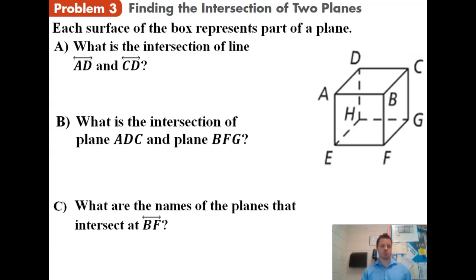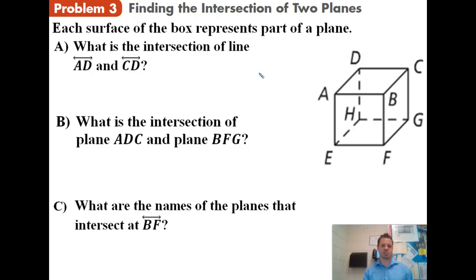All right, let's go ahead and put those postulates to work here. Problem 3 says each surface of the box represents part of a plane. So what I have for this geometric figure is essentially a box, and we can think of the sides of the box as planes. The edges then would be lines, and each corner would be a point.